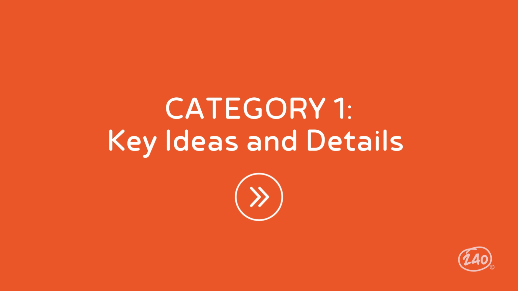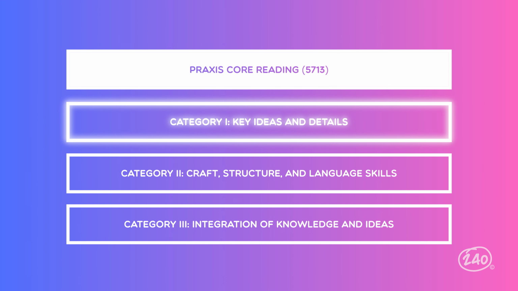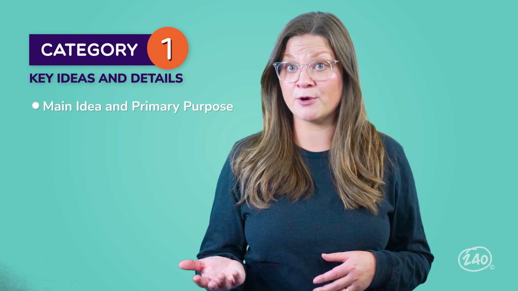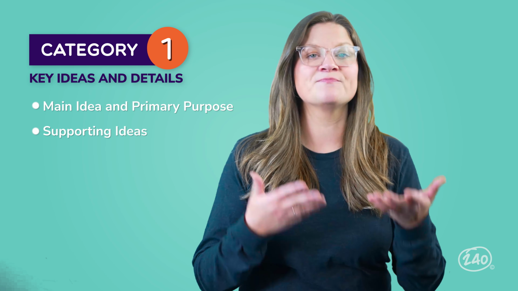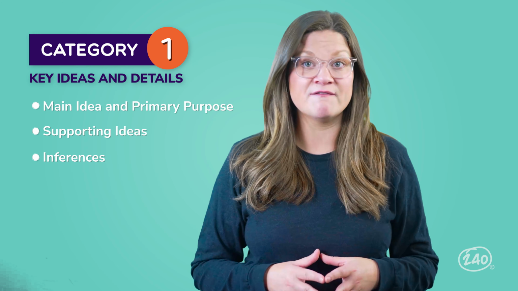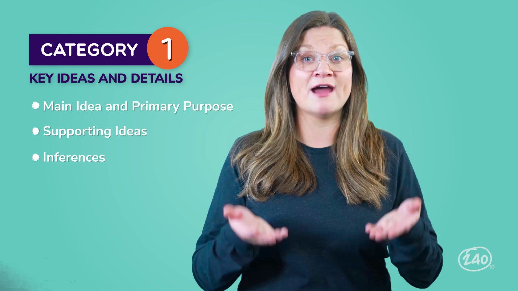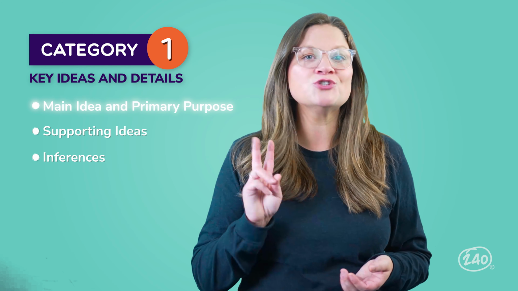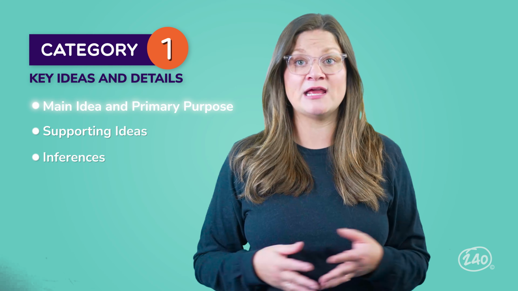The first category we'll look at is key ideas and details. It's worth 35% of your exam. You'll see anywhere between 17 and 22 questions on your test from this section. The big things you're going to see here include identifying the main idea and primary purpose, supporting ideas, and inferences. First things first. Anytime you are given a passage, you will want to identify the main idea and the primary purpose. In every reading, these are two key takeaways that will help your understanding of the text.